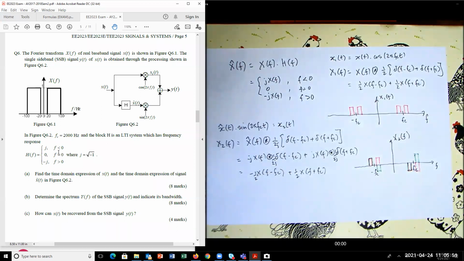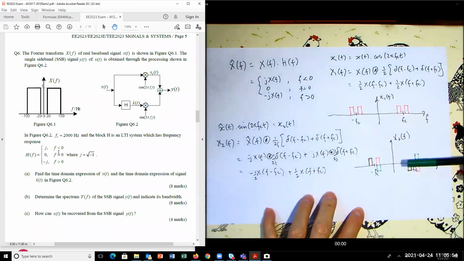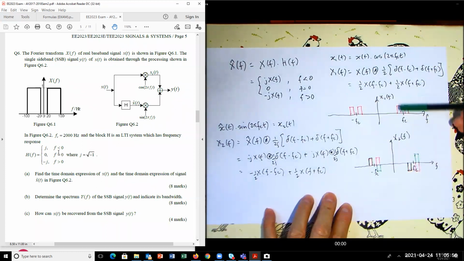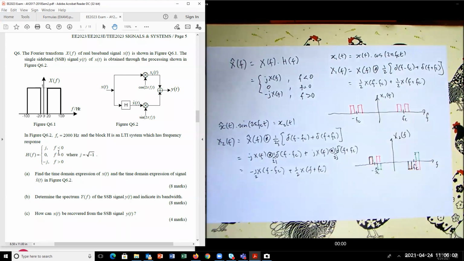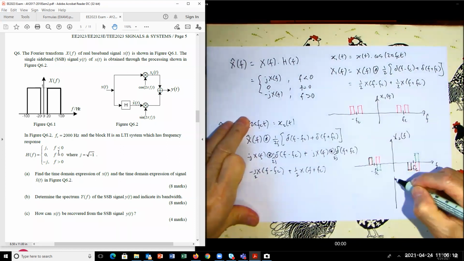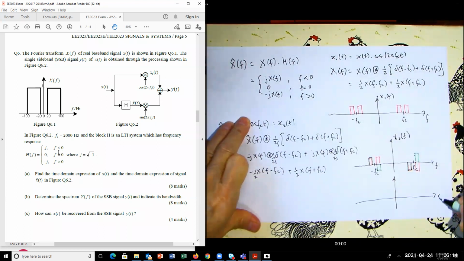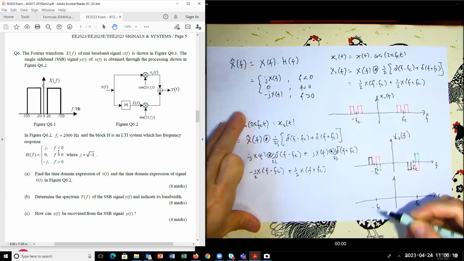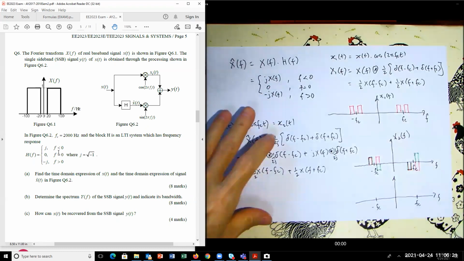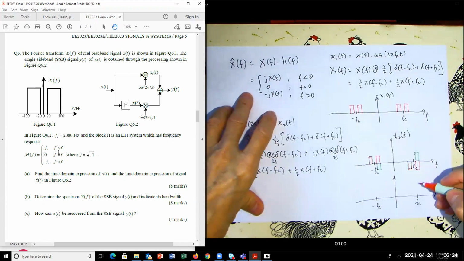So what happens is that for the lower frequency, one is positive, one is negative. This positive is negative, this is positive. So one of them will get cancelled out, leaving you only with the outer ones. So YF will actually turn out to be like this. If I draw it, FC minus FC, YF will turn out to be just this guy here.